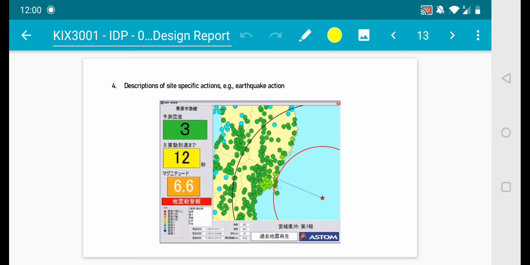Now let's look at number 4, description of site-specific action. For example, earthquake action. This one you should always report to the client and the authority, whether that site is at risk from any natural event. For example, for an earthquake event, you should always notify the client if it's in a high-risk or a low-risk earthquake location. If you don't have, then you just forget about this.